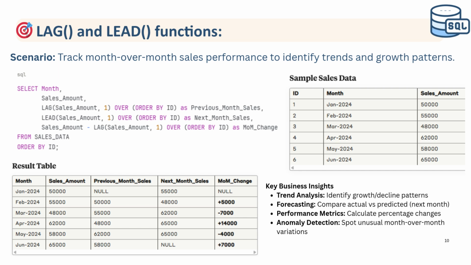Let's walk through the result set. In the first row, previous month sales returns null, because there's no previous month. But lead gives the next month's sales, helping us look ahead. In the middle rows, lag and lead both return values, allowing direct comparison with the previous and next month. In the last row, lead returns null, since there's no future row. This pattern clearly shows how lag looks backward and lead looks forward in the result set.